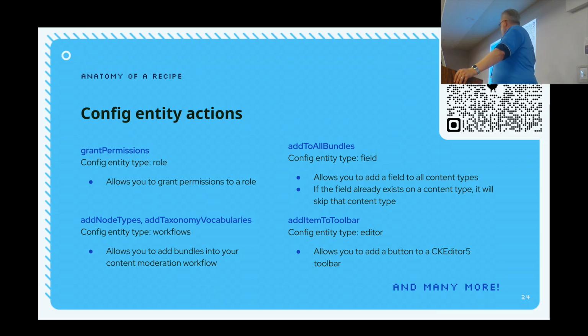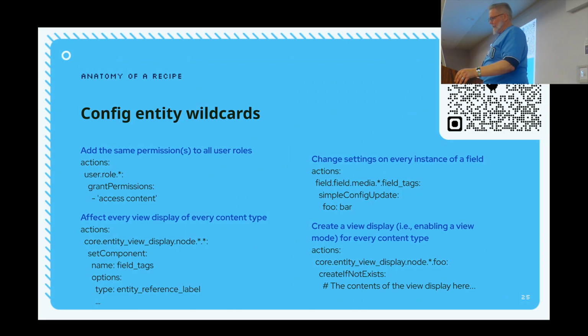Last time I checked, I think there was around 40 different config actions that are entity specific, but again, you can go here to the list and see the most recent version of what all are supported. Within config actions, there is also the opportunity to use wildcards to save you from having to make repetitive recipes to do the same thing again and again to manipulate different entities.